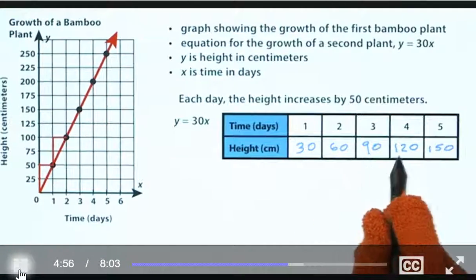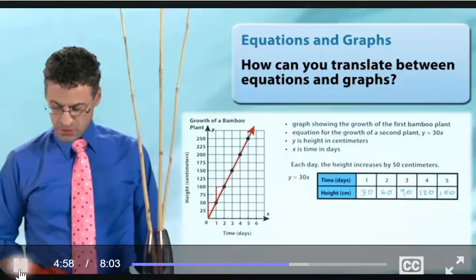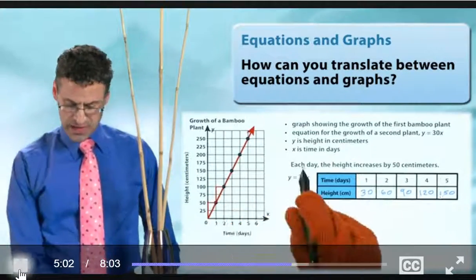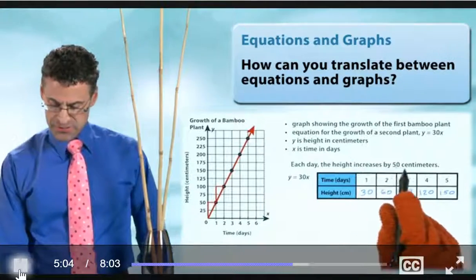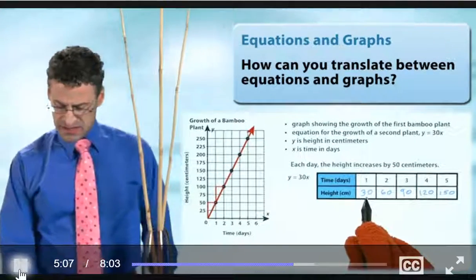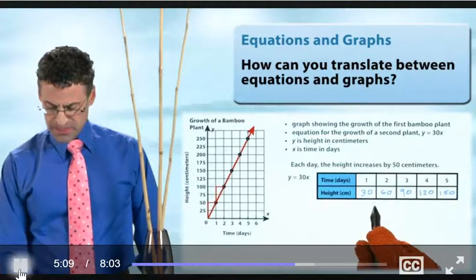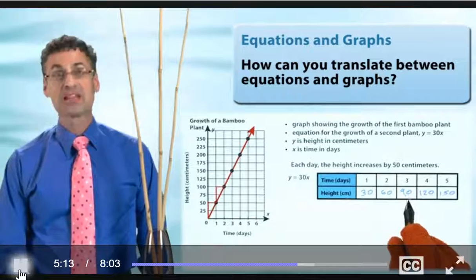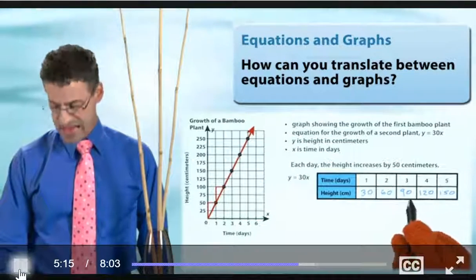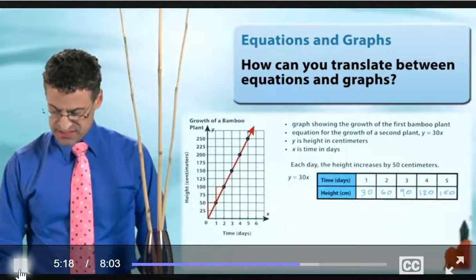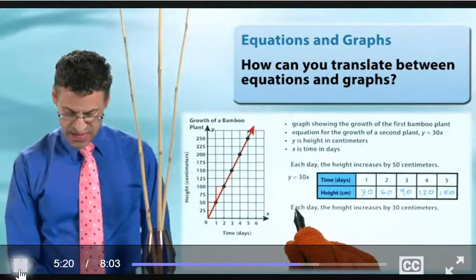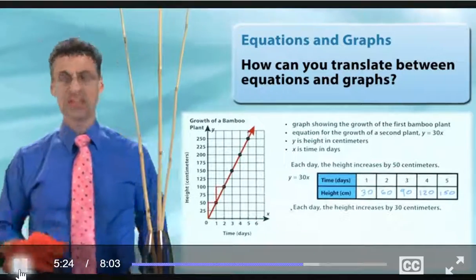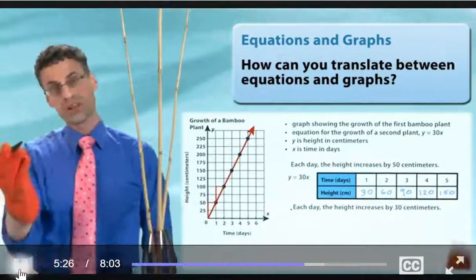30, 60, 90, 120, 150. What we see now is something very different than we saw before. In the first bamboo plant, each day the height increased by 50 centimeters. Here, how is the height increasing? To get from 30 to 60, we add 30. To get from 60 to 90, we add 30. To get from 90 to 120, we add 30. And so what we see now is with the second plant, each day the height increases by 30 centimeters.